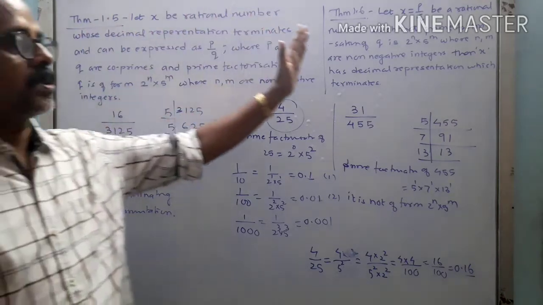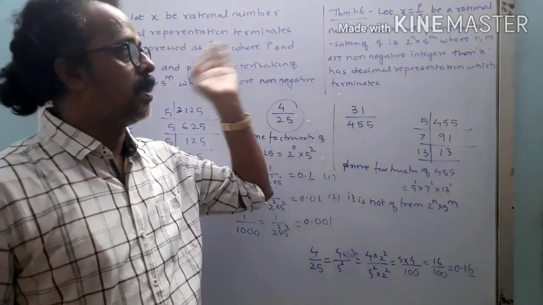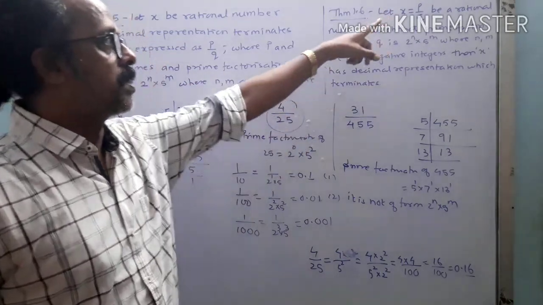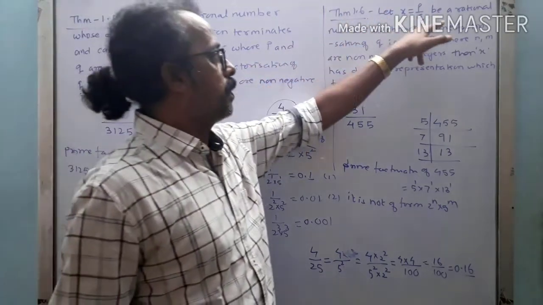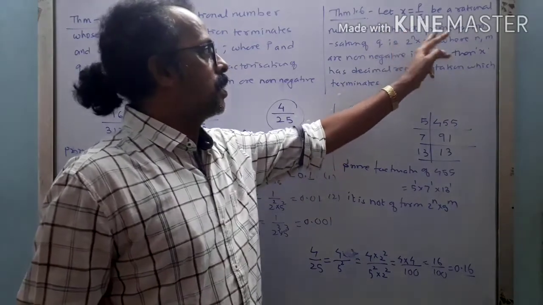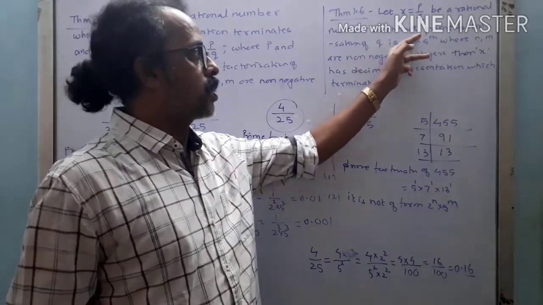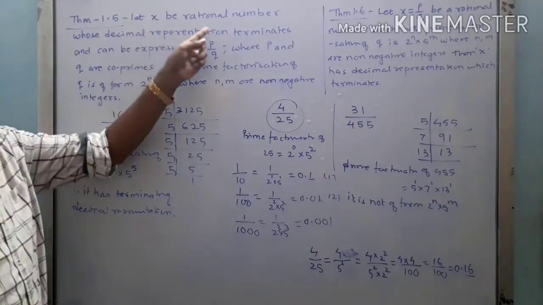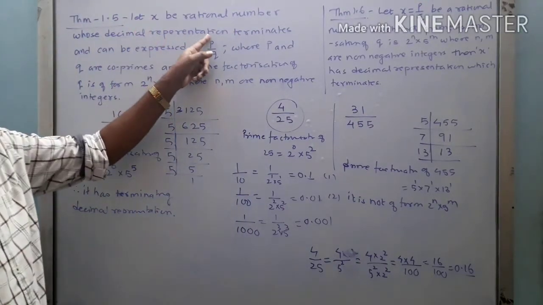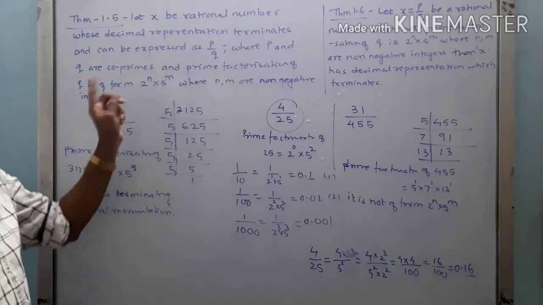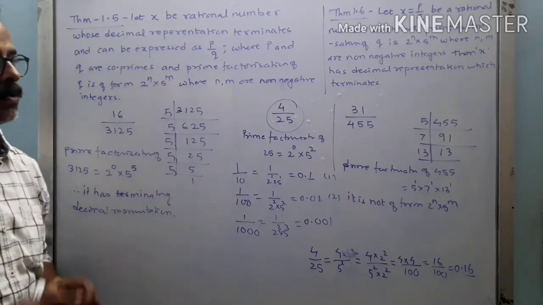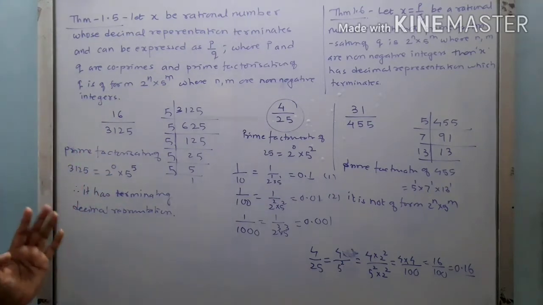Actually theorem 1.6 is also mentioned in your textbook, which is an exact converse, meaning opposite, of theorem 1.5. Here we are saying just the reverse. x equal to p upon q is a rational number such that the prime factorization of q is 2 raised to n, 5 raised to m, then it terminates. Here we say, x is a rational number whose decimal representation terminates, then q will have factors of the form 2 raised to n and 5 raised to m. So that is the whole concept of the chapter, right?